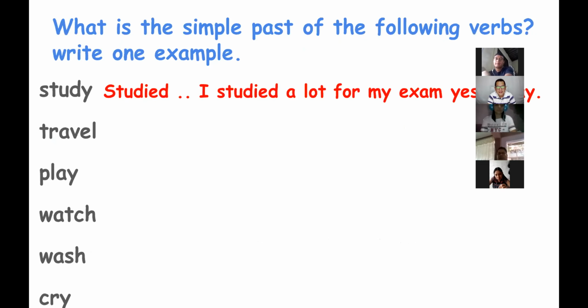Okay, so now it's your turn. What is the simple form of the following verbs? Write one example. That's what I want you to do in this moment. Write one example using travel, play, watch, wash, and cry. Create your examples and then you are going to share your examples with a partner. Let's do it right now individually. 5 minutes. For everybody. One example for each verb using simple past. Affirmative sentences, okay? Only affirmative sentences, no negative sentences.